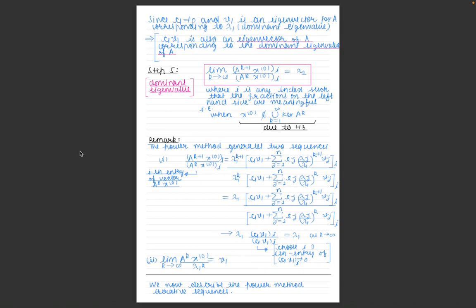And another sequence is this sequence, right? And the second sequence is this, which goes to V1. So we have two sequences. First, it converges to the dominant eigenvalue, and once we have the dominant eigenvalue lambda 1, using that we have another sequence which goes to the eigenvector corresponding to the dominant eigenvalue. Okay.